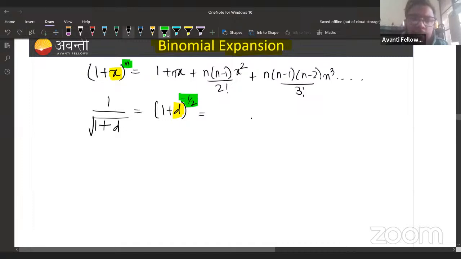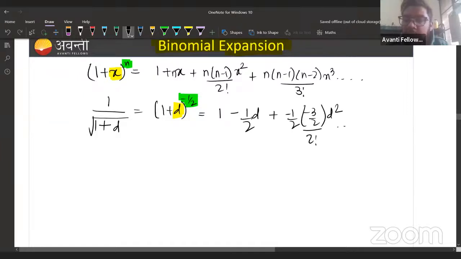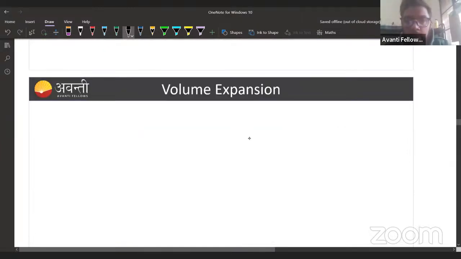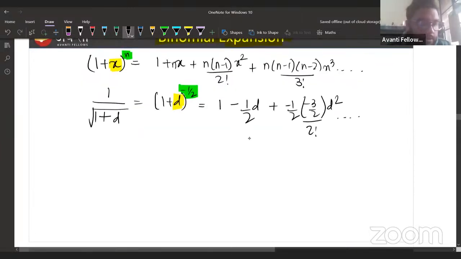Just substitute that in the formula. What will you get? 1 minus 1 by 2 into d plus minus 1 by 2 into minus 1 by 2 minus 1, that is minus 3 by 2, into d square by 2 factorial, and so on. On solving it a bit, you'll get your answer, right? So hopefully this binomial expansion is clear to you all. So I'll give you some time to note it down. Note it down fast, then we'll move ahead.